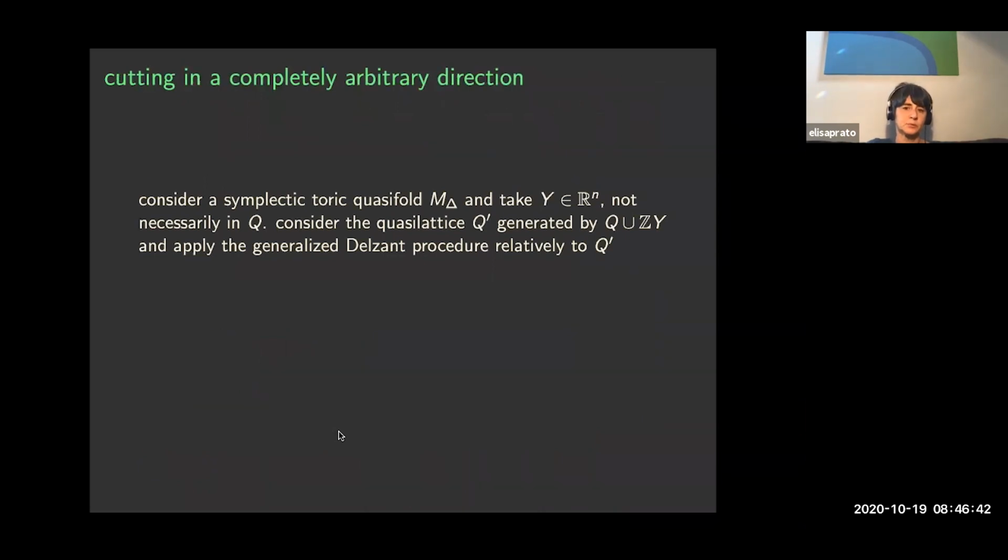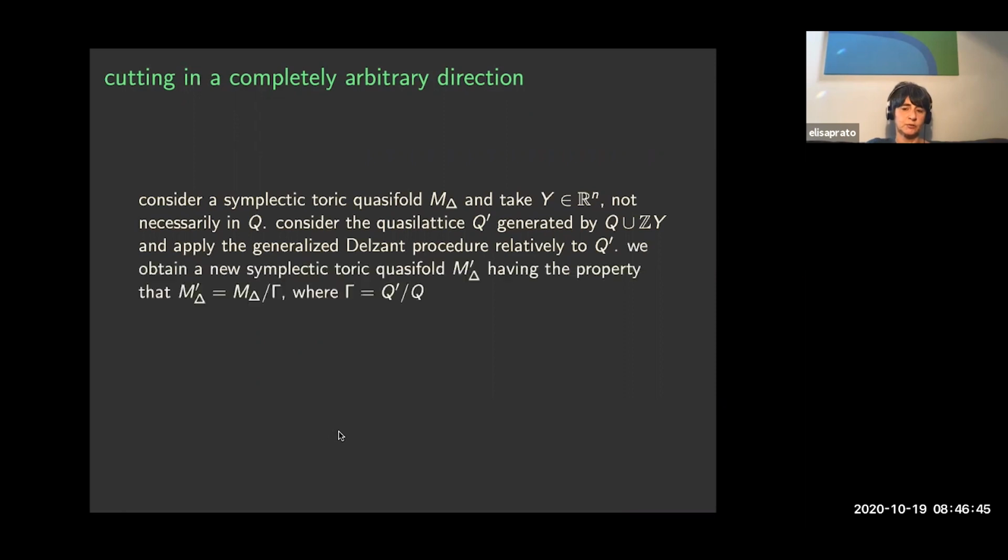So the idea is to consider the quasilattice that is generated by Q together with Z times Y, the new supporting vector. If we apply the generalized Delzant procedure relative to this new quasilattice, we get a new toric quasifold, which is a quotient of the previous one, modulo the discrete group given by the quotient of the two quasilattices, the countable group. So now we can apply the cutting procedure to the new quasifold.